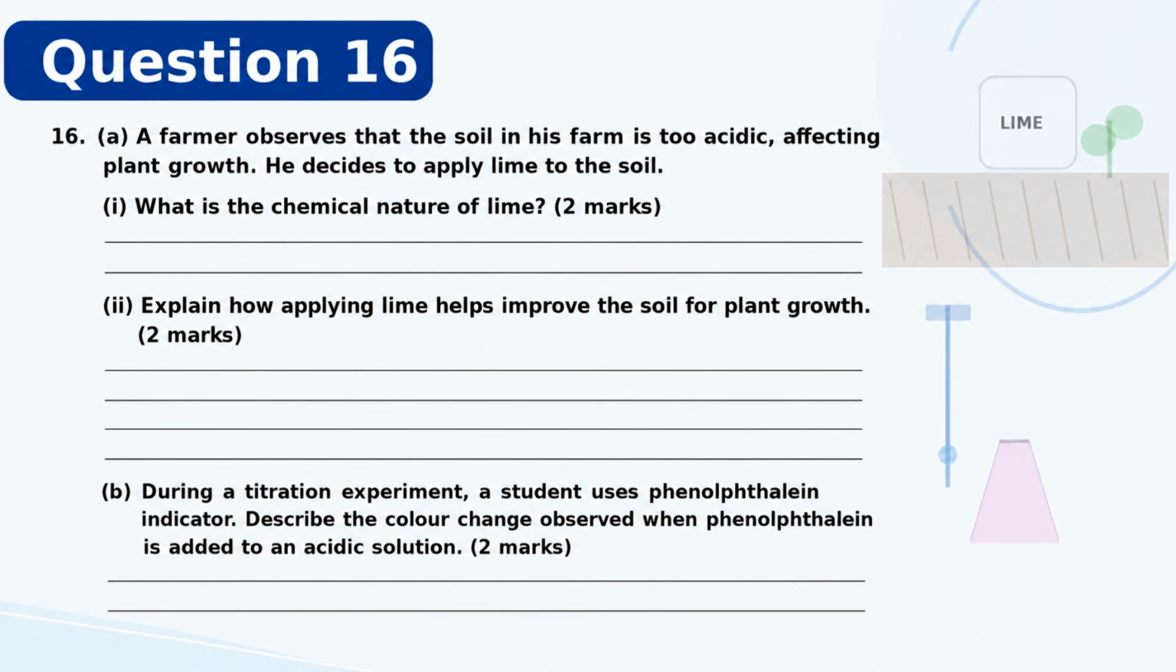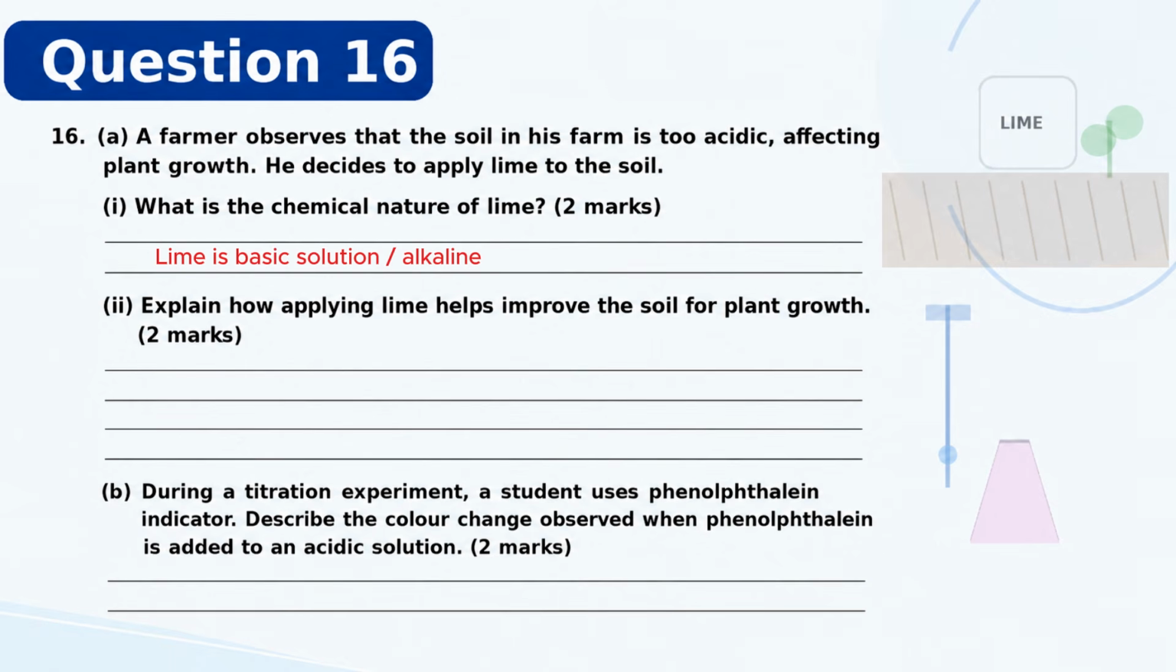Lime is a basic solution, or an alkaline, so it may contain calcium oxide or calcium hydroxide. That is the chemical nature of lime: it is basic or alkaline, and therefore it can contain calcium oxide or calcium hydroxide.